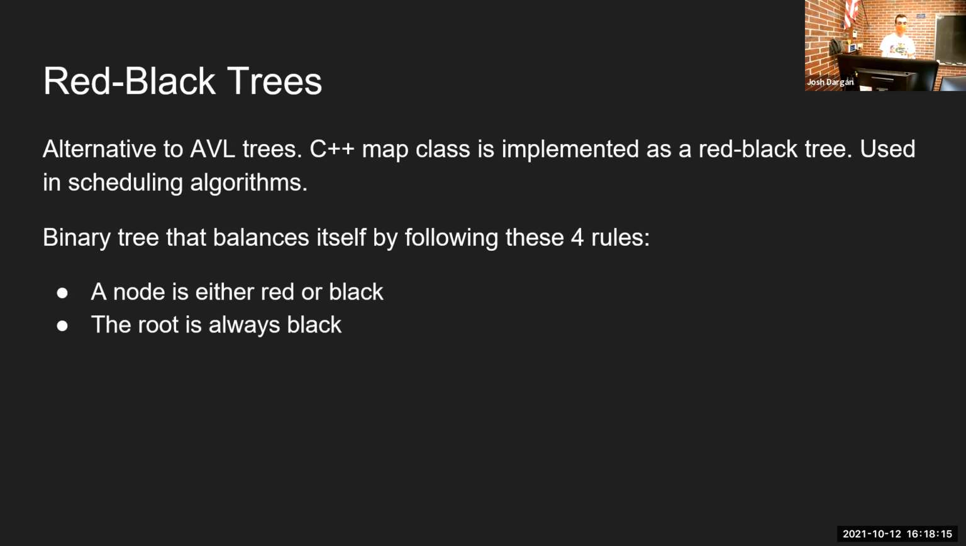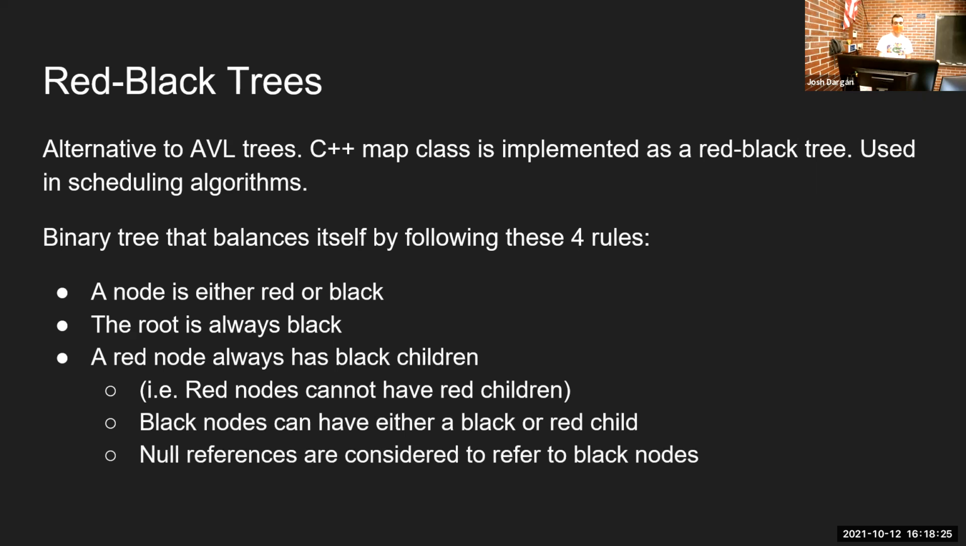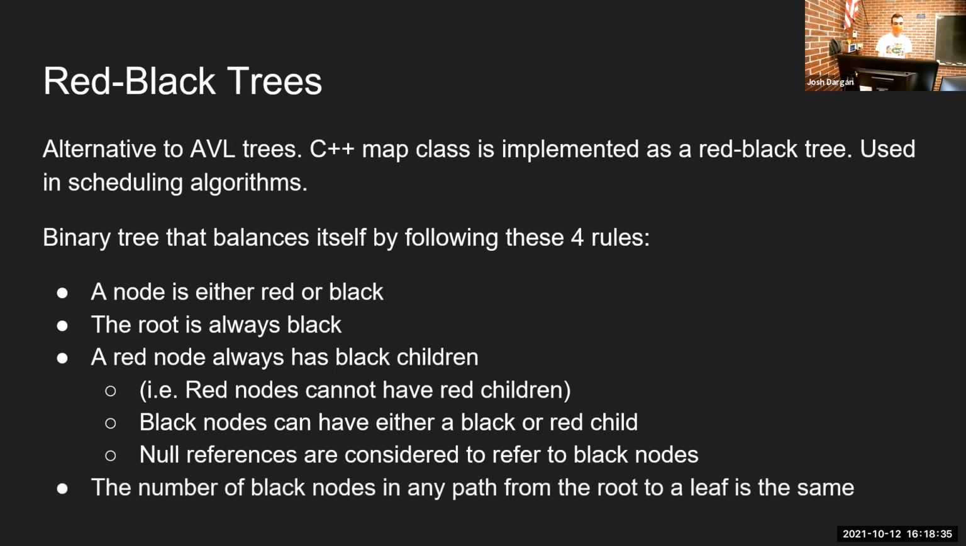The rules are: a node is either red or black, the root is always black, a red node always has black children, and from that you can derive multiple other facts. It's also good to note that null references are considered to refer to black nodes. And the number of black nodes in any path from the root to a leaf is the same. So yes, red-black trees are on the exam. However, you won't have to code them. You just need to know them conceptually. So just remember the rules.